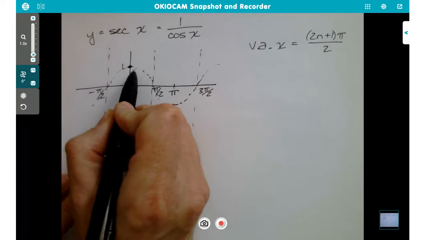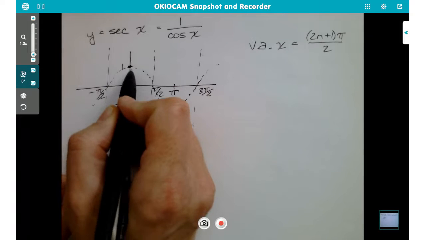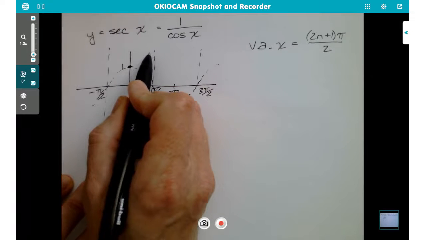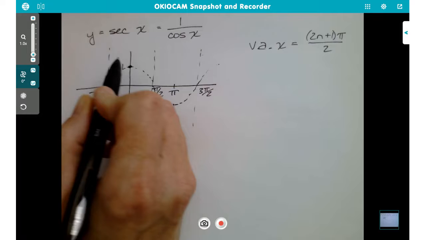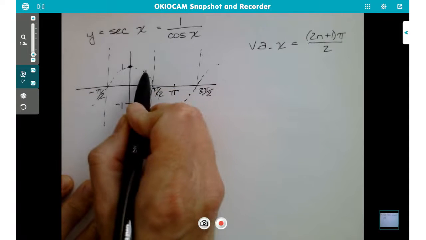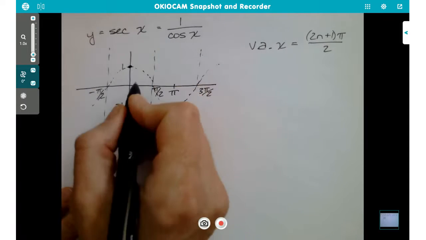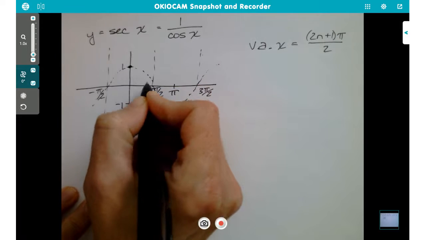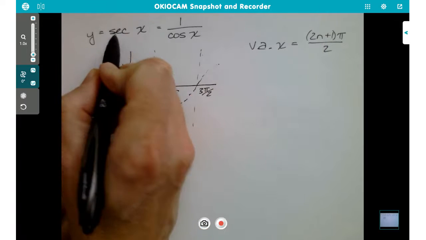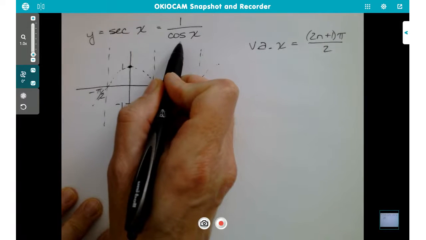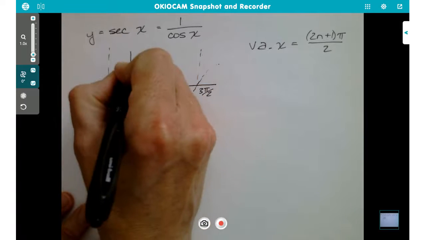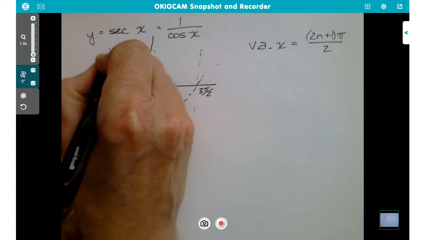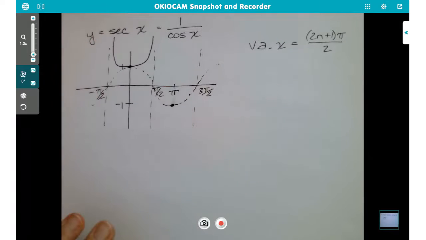These vertical asymptotes, my function is going to go up along those vertical asymptotes. Over here, this is quadrant 1 and quadrant 4. The cosine values are positive. As the cosine value gets closer and closer to 0, the secant value, 1 over something that's getting smaller and smaller and smaller, is getting bigger and bigger and bigger. And so that'll go up next to the asymptote like we know it should. That's what asymptotes do. And it'll do that on both sides.